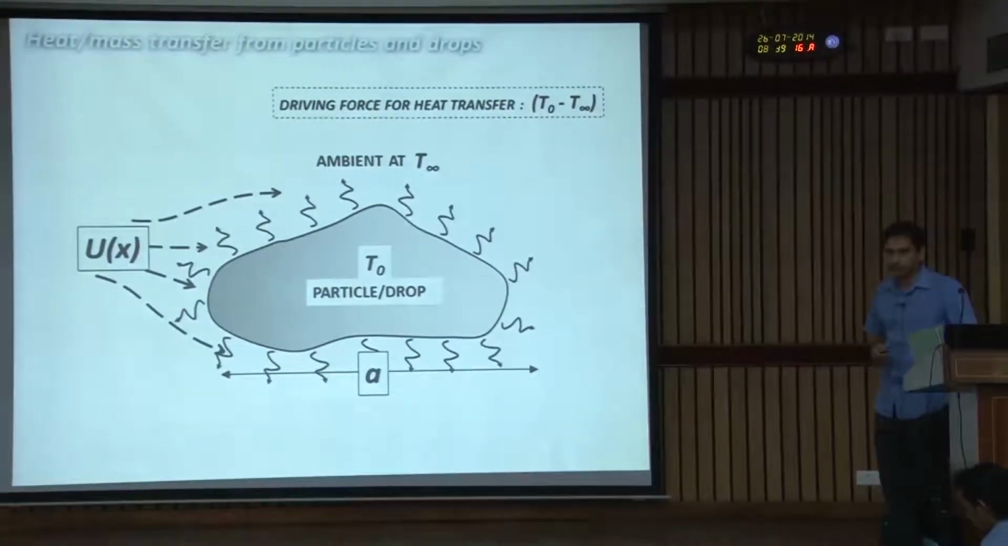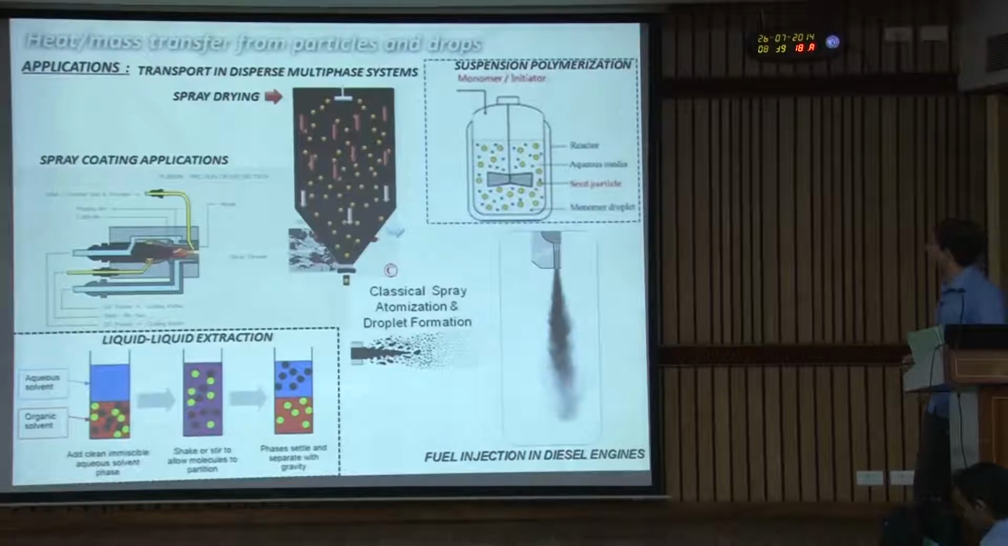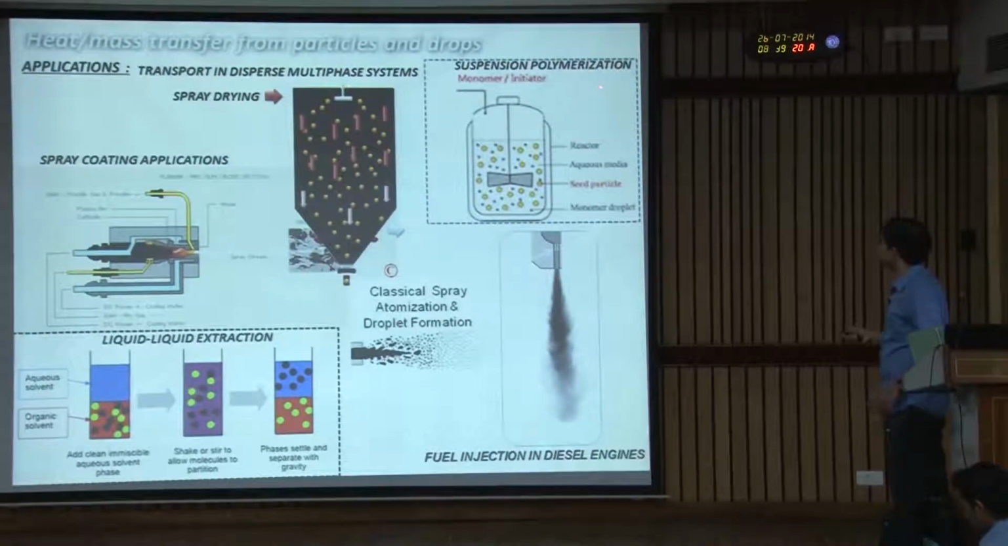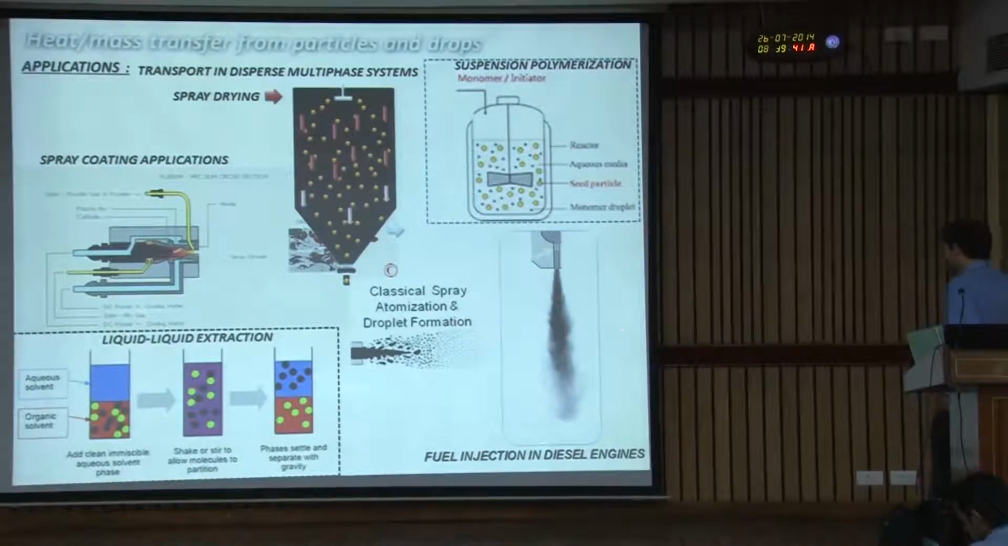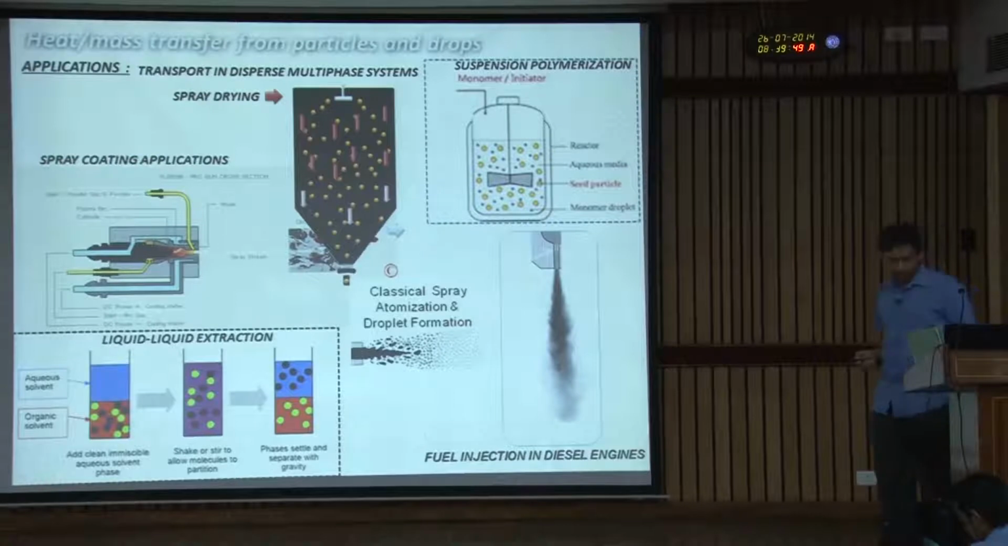Okay? So like I said, this is important in a range of applications. In suspension polymerization, you start with monomer droplets and it polymerizes, so the viscosity of the drop increases as a function of time. It's an exothermic reaction, so you want to transfer heat efficiently due to agitation. Then there's spray drying, spray coating, liquid-liquid extraction. And this is also important in fuel droplet evaporation in combustion engines. Okay, that's a mass transfer problem. So it's relevant to a range of applications.